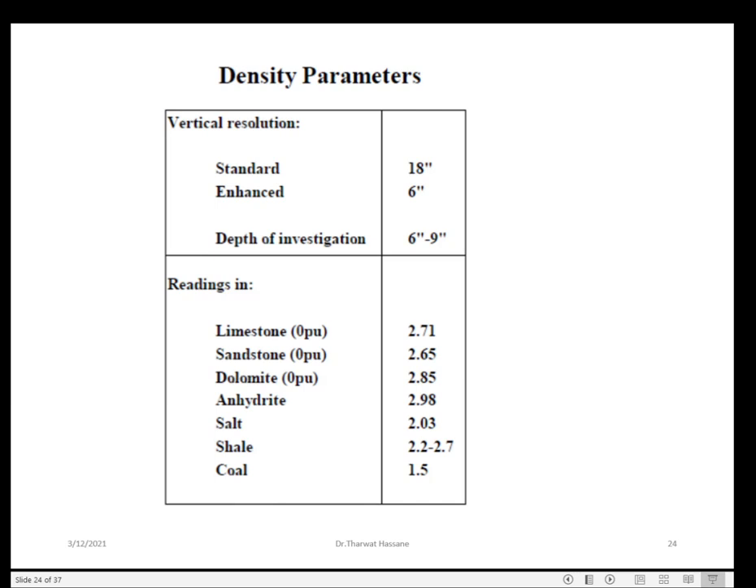And this is the matrix value for limestone, which doesn't have any porosity. For limestone, zero porosity, you can see 2.71, 265, 285. This is very important because you need to use it later on when you use these calculations for density porosity.